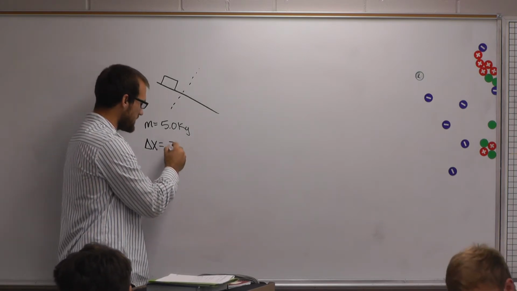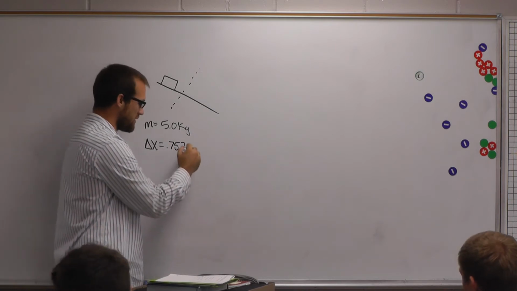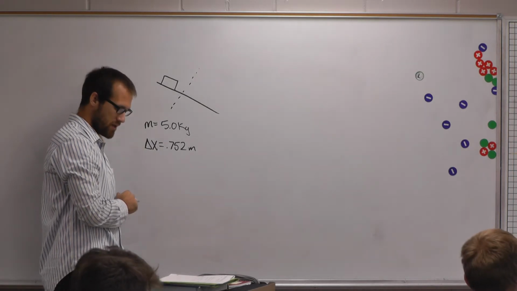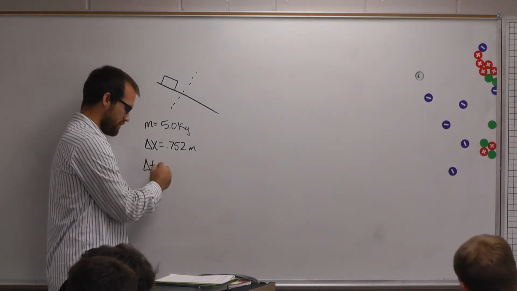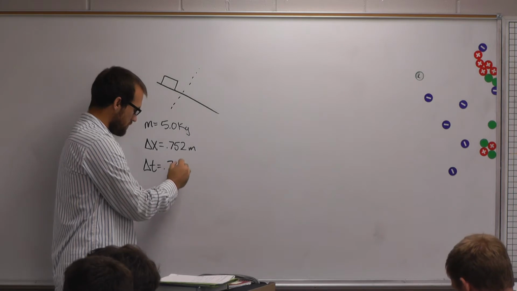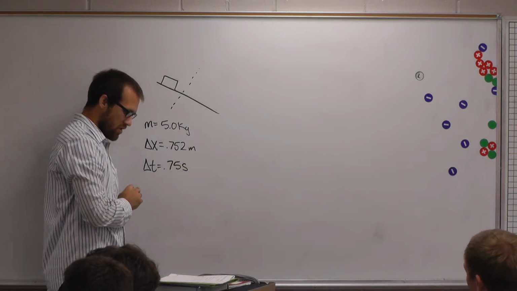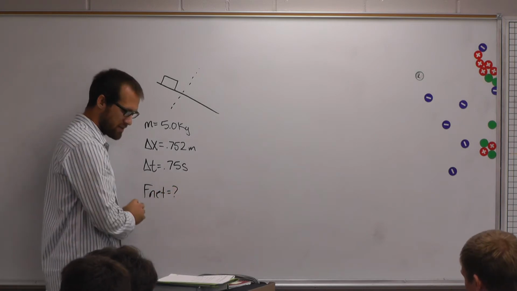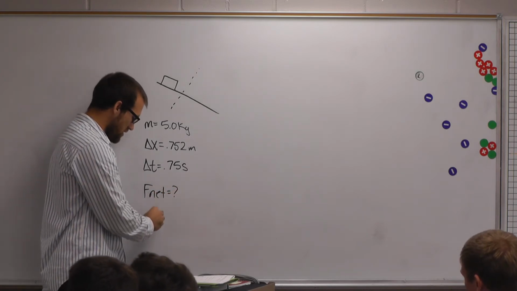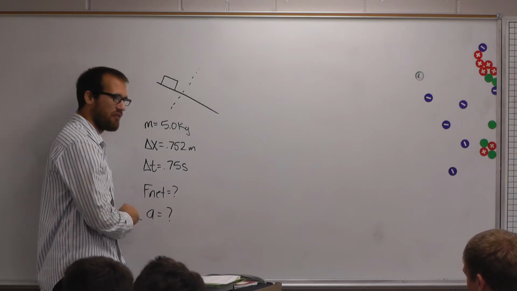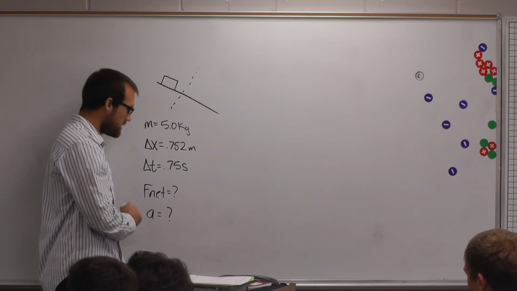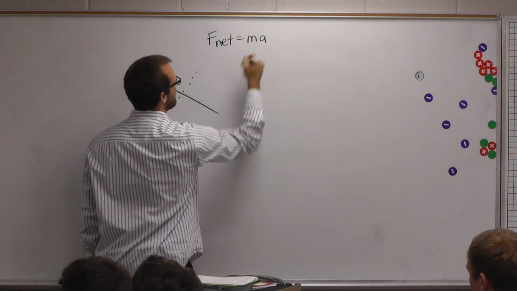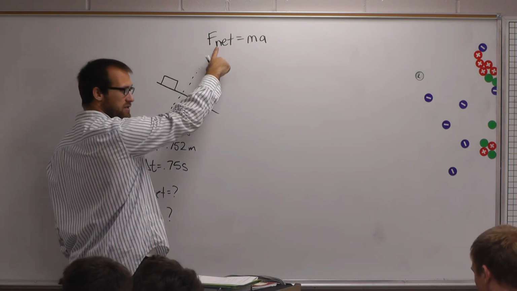Okay, so 0.752. Why did I do 0.752? Meters. Because I need it in meters. We know the change in time. We don't know the net force. Isn't that what we want in this problem? Correct. But we also don't know the acceleration, which is what we need to find the net force, correct? Yeah. So we would need to find the acceleration so that we can find the net force.